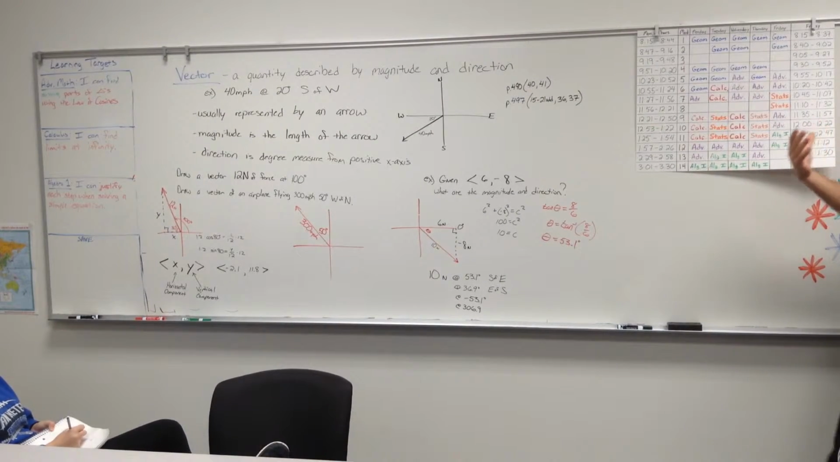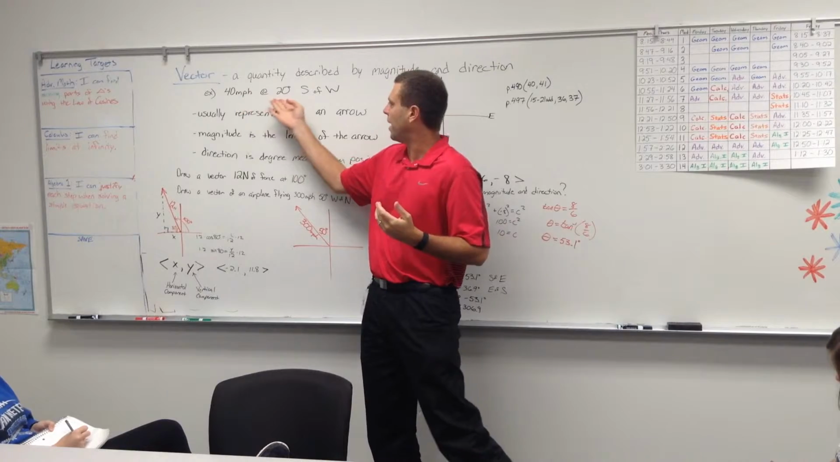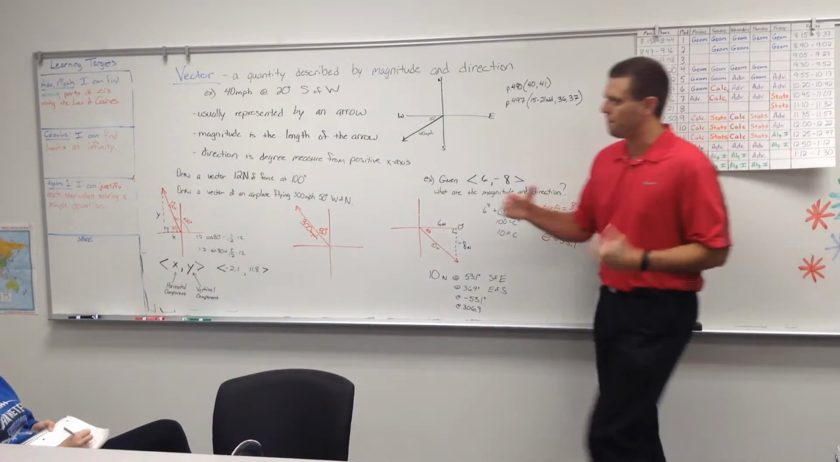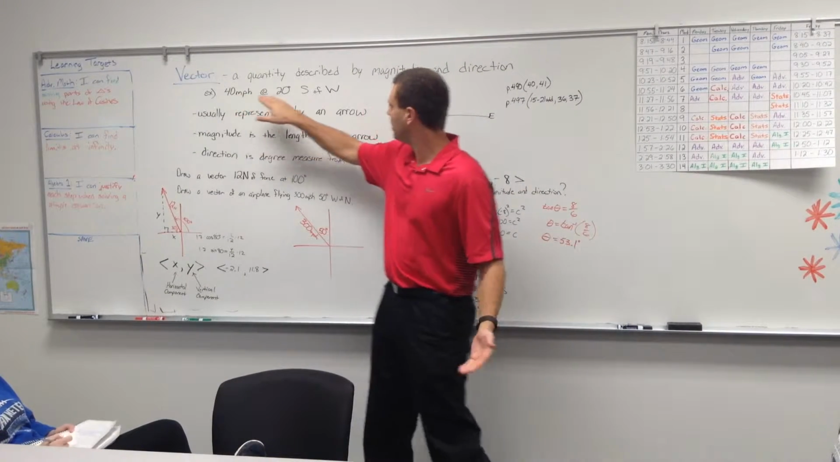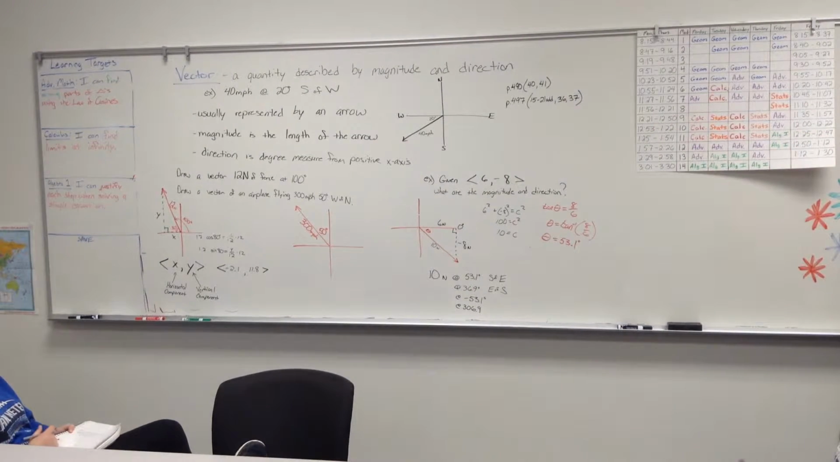An example in words would be something like this. 40 miles per hour at 20 degrees south of west. That has both a magnitude, the 40 miles per hour is our magnitude part, and the 20 degrees south of west, that is our direction part. You must have both for it to be a vector. Both magnitude and direction.